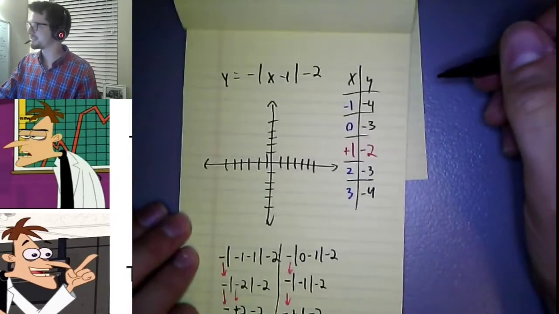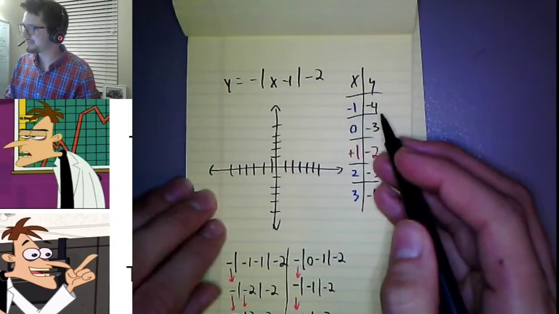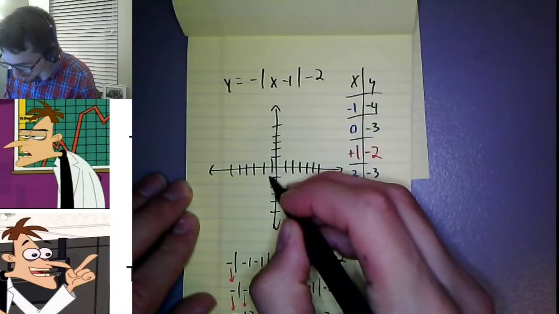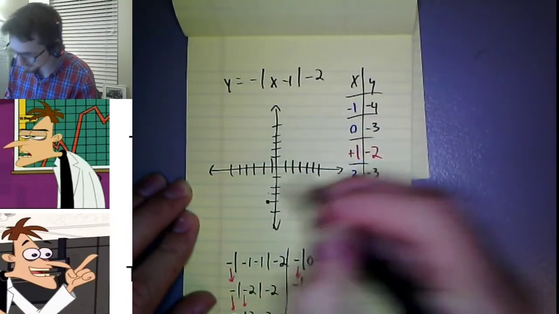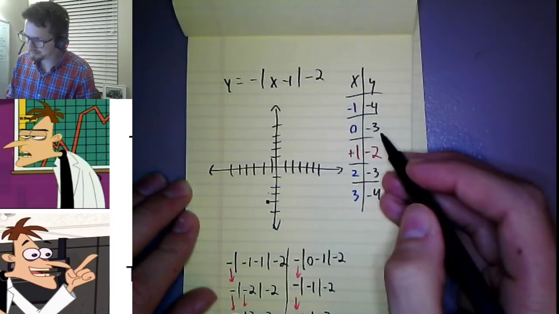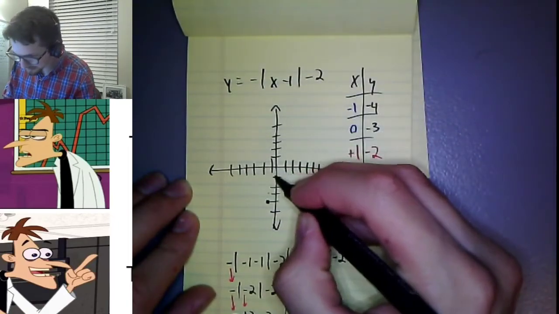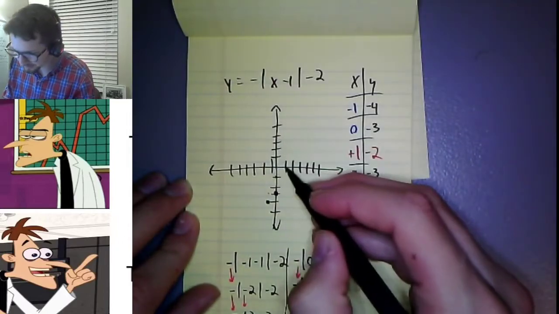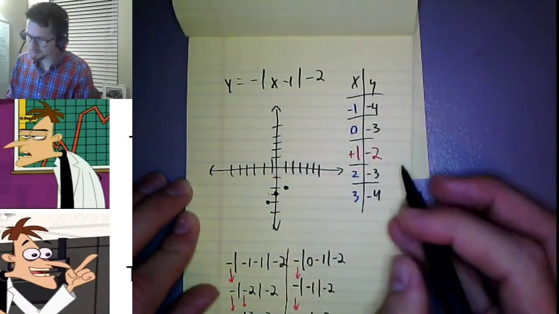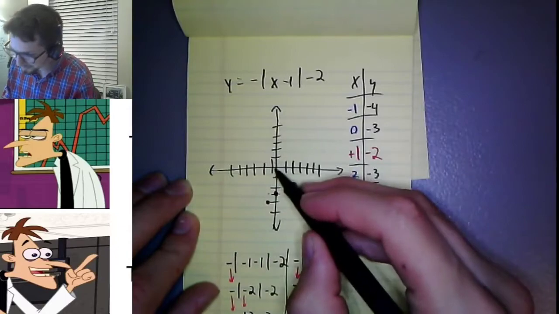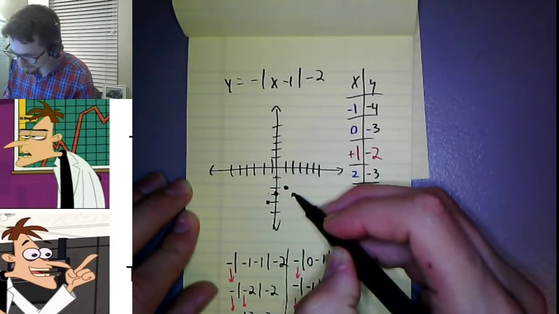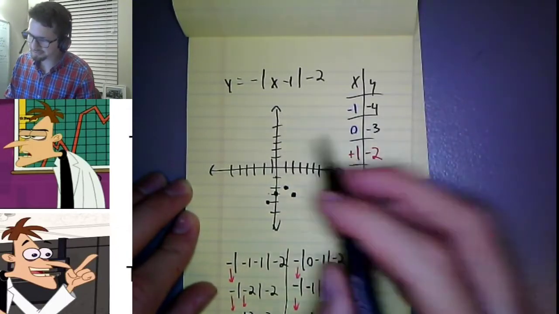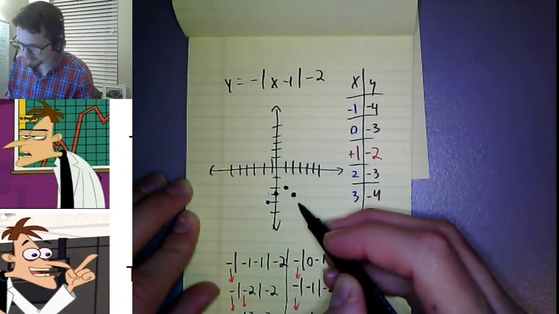So these are my points. Let's graph them. Left 1, down 4. Don't go left or right, down 3. Go right 1, down 2. Right 2, down 3. Right 3, down 4.